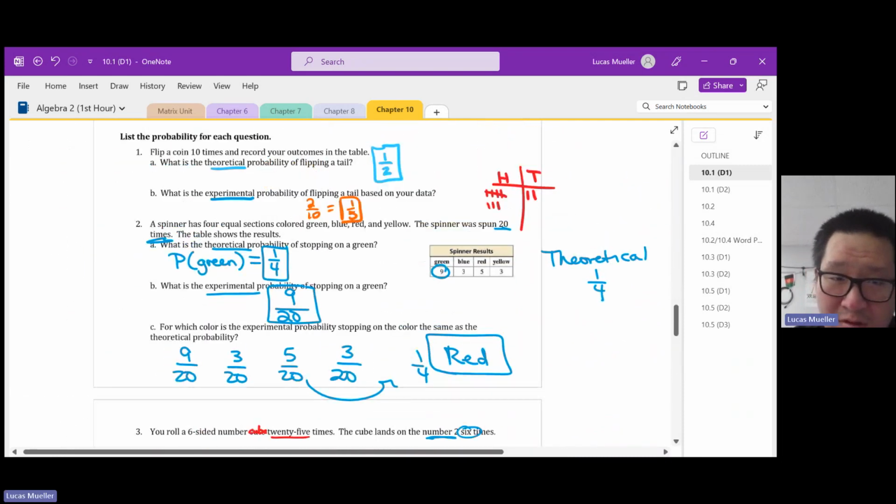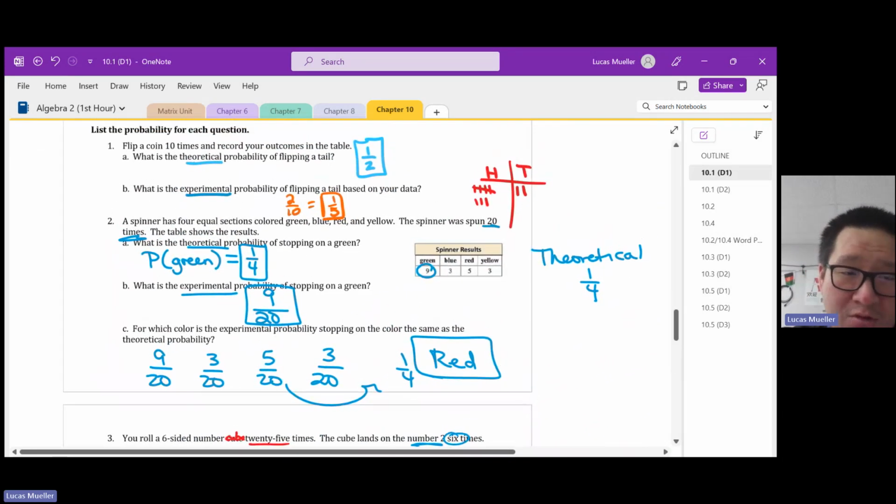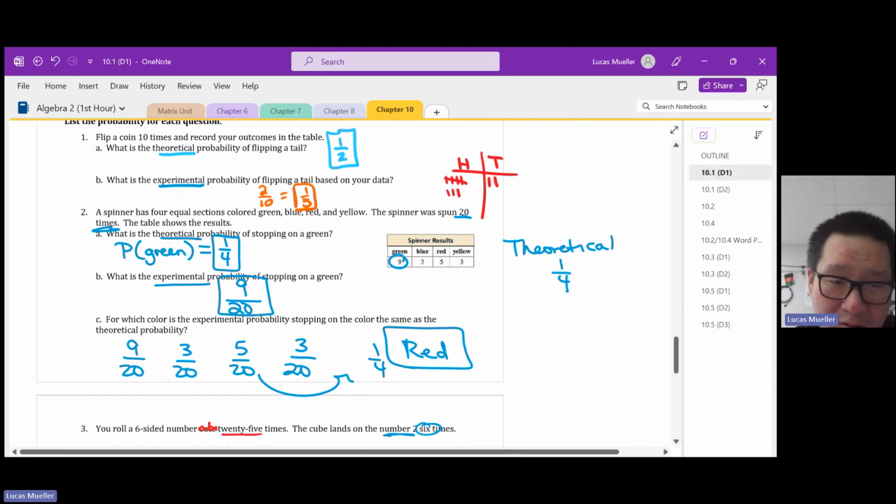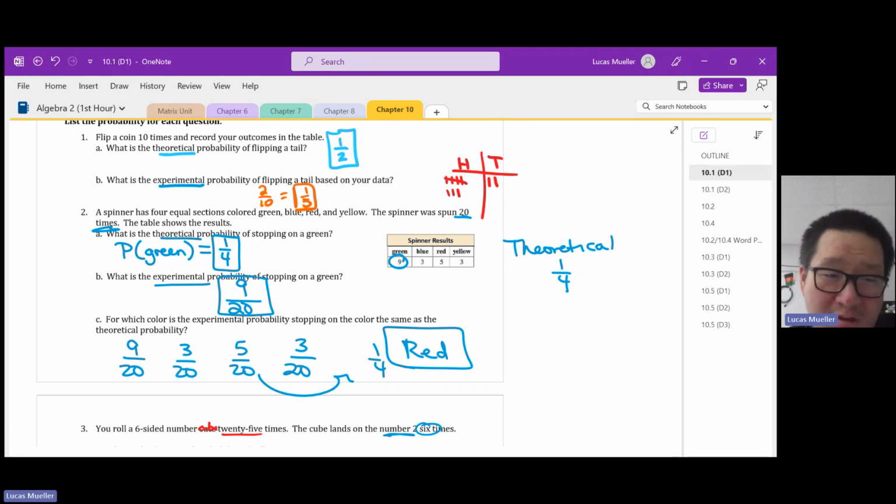And then I will pause here for the table on number 2. Hopefully this makes sense as well. Notice that the theoretical probability is going to be what we found before up top with those first several examples. The experimental is based off of the trials. So 20 times is the trial that we spun that spinner. So that's going to be the total there.